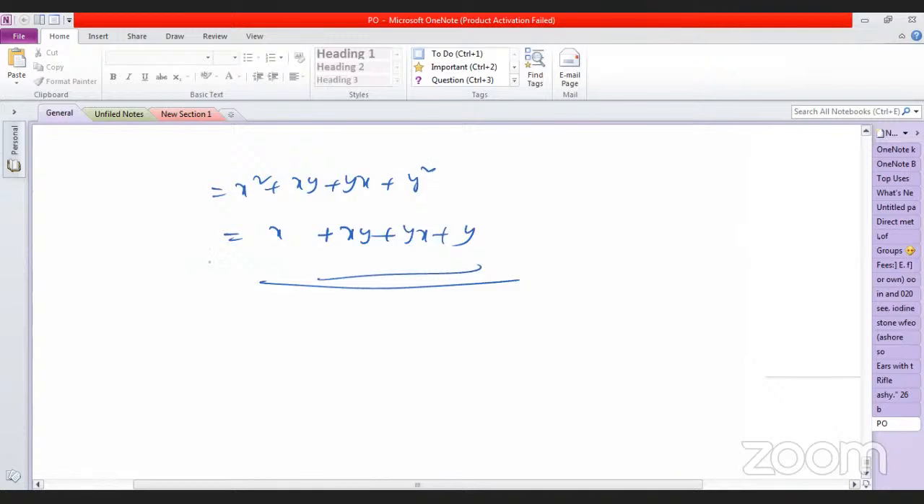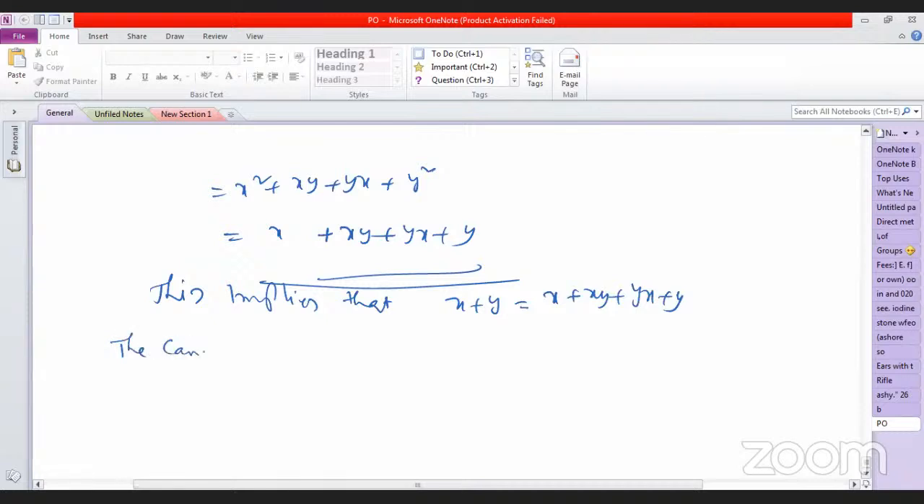This implies that x plus y is equal to x plus xy plus yx plus y. By the cancellation law in (R, +), we obtain xy plus yx is equal to 0. This is condition number 1.